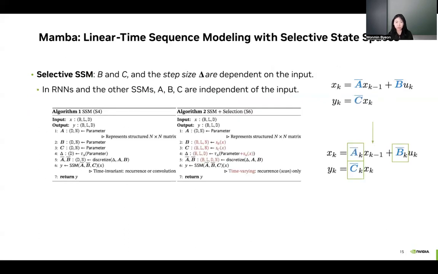The first part is the selective SSM. Basically, what it does is, here on the right side, this is the discretized states and discretized version. And what the selective SSM does is that the B and C matrices and also the step size delta used to discretize A, B, and C are dependent on the input. So this is the original one, and it becomes A_k, B_k, and C_k. So all these A, B, C matrices depend on the time step k.